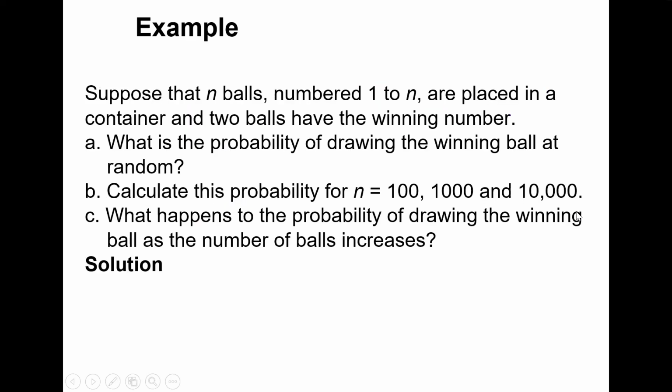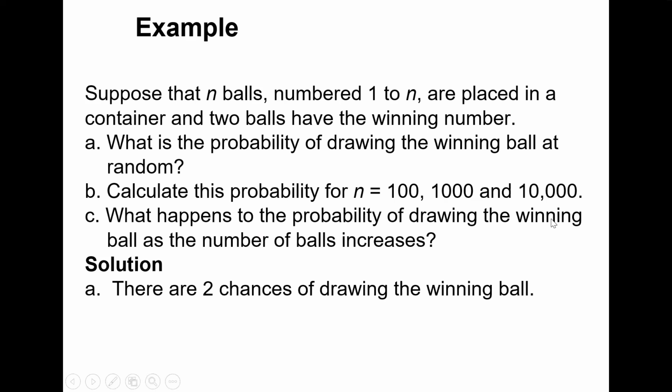All right, so here, more of a real world application. Suppose n balls, numbered 1 to n, are placed in a container, and 2 balls have the winning number. What is the probability of drawing the winning ball at random? Calculate this probability for n equals 100, 1,000, and 10,000. And then what happens to the probability of drawing the winning ball as the number of balls increases? First off, there are 2 chances of winning.